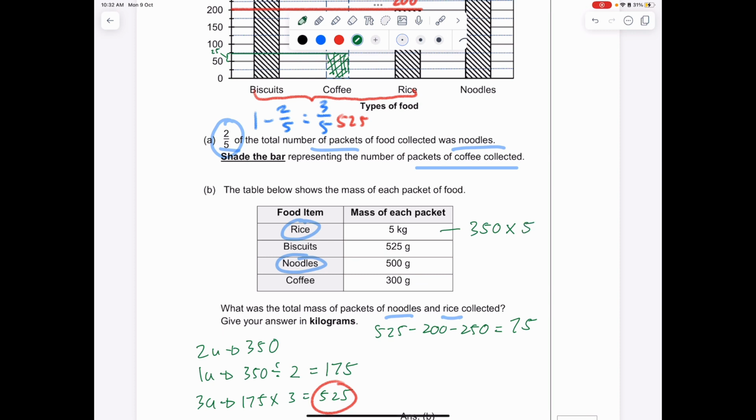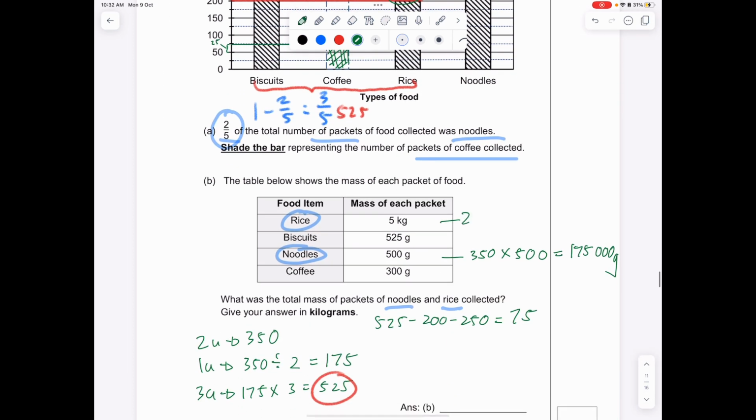Okay, and then, oh sorry, this is my bad. Please ignore this. We're calculating for noodles. So it's 350 times 500. Okay, this is in grams. So your answer is actually 175,000 grams.